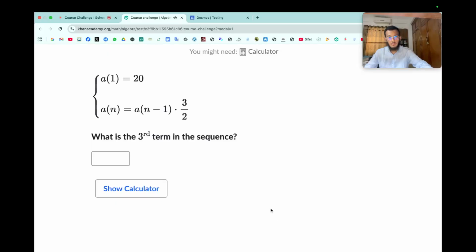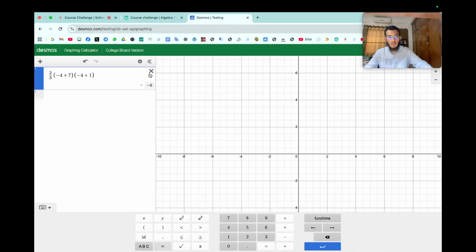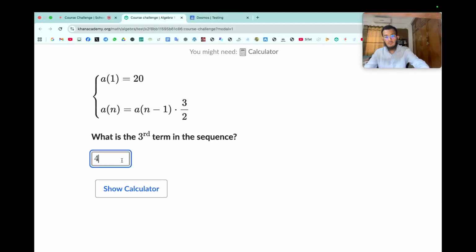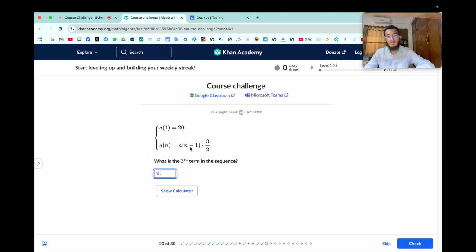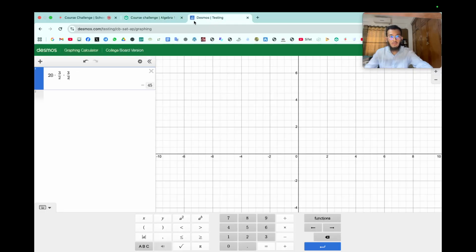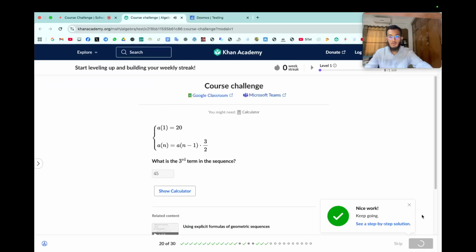Okay, what is the third term in the sequence? The first term is 20, and each time you get multiplied by 3 by 2. So the second term would be 20 times 3 by 2, and again 3 by 2, so the third term is 45. First term, the previous term, and then the nth term. So 20 times 3 by 2 times 3 by 2, third term.